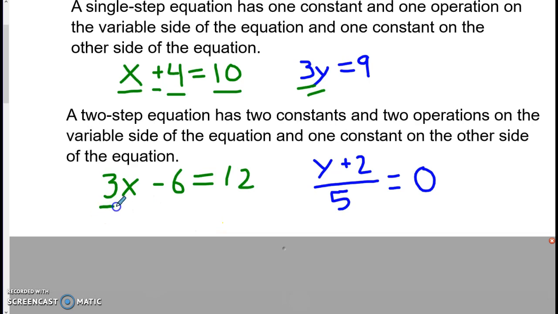So instead of just one number next to your variable, you're going to have a second number and operation, or a second constant and operation. It can be multiplication and subtraction, multiplication and addition, division and addition or subtraction, but you're going to have either one addition or subtraction and one multiplication or division operation. So you're never going to have one addition and one subtraction. That's not a two-step equation because those two numbers just simplify together.